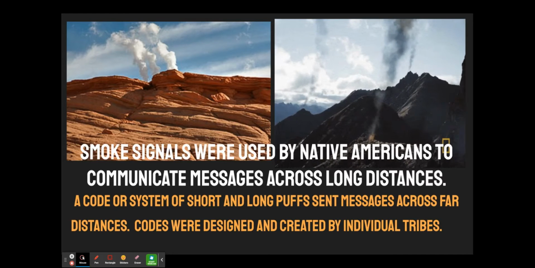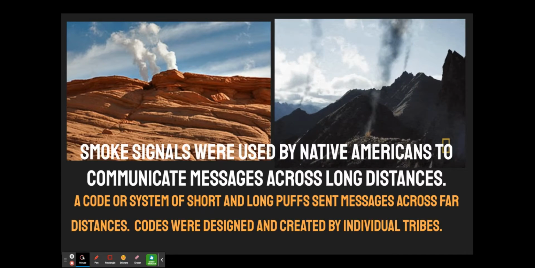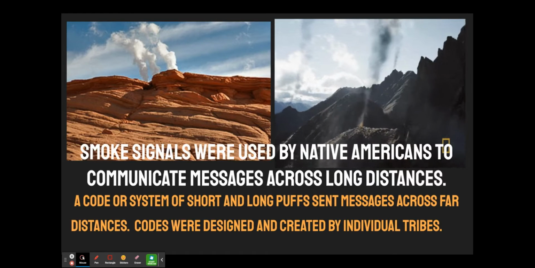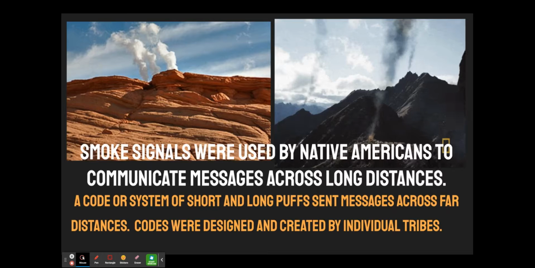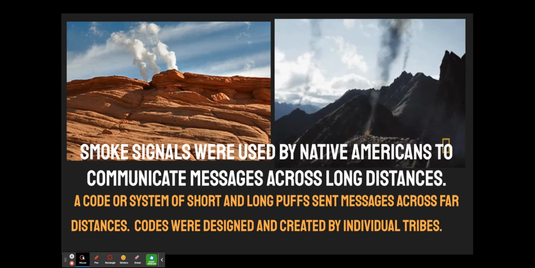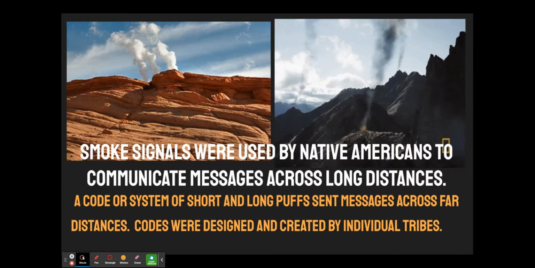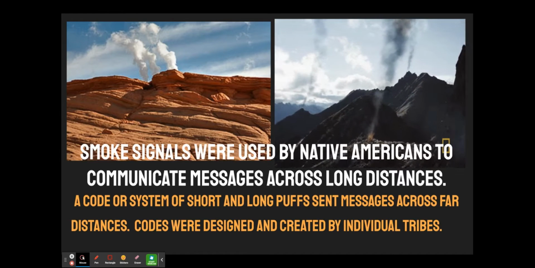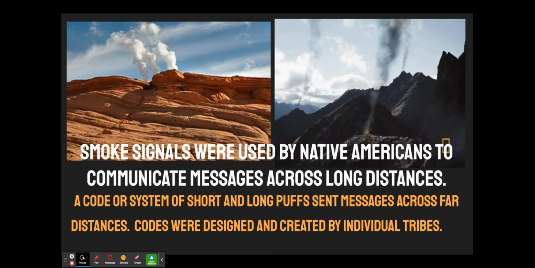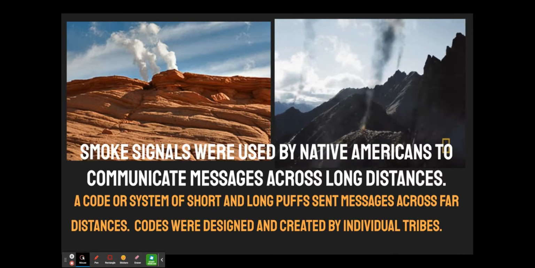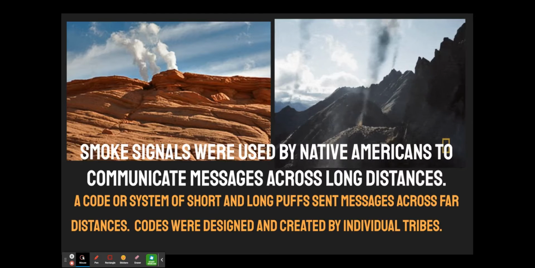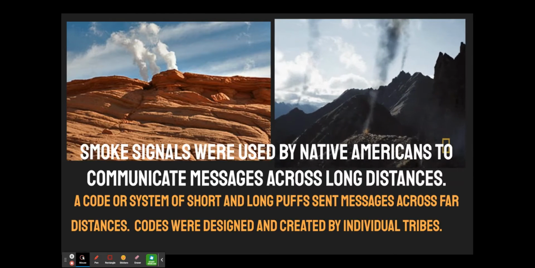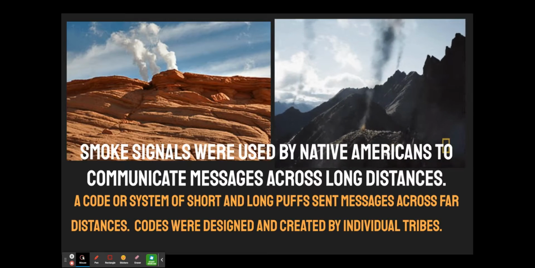So they had their own patterns, and they would use a blanket to hold and release smoke. And each set of short and long puffs might have meant something different. So whoever was sending the smoke signal might release a long puff of smoke and then a short puff of smoke, and they would set up a pattern ahead of time so that everybody understood what message was being sent with each pattern of short and long puffs.